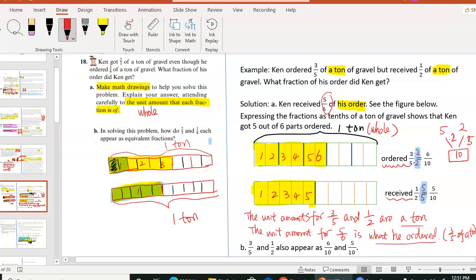Now, part B: in solving this problem, how do 2/3 and 3/4 each appear as equivalent fractions, which we already have the answer here. So you can see 3/5 can be converted to an equivalent fraction 6/10 by multiplying both numerator and denominator by 2. So 3/5 appears as 6/10, and 1/2 appears as 5/10 by multiplying by 5.